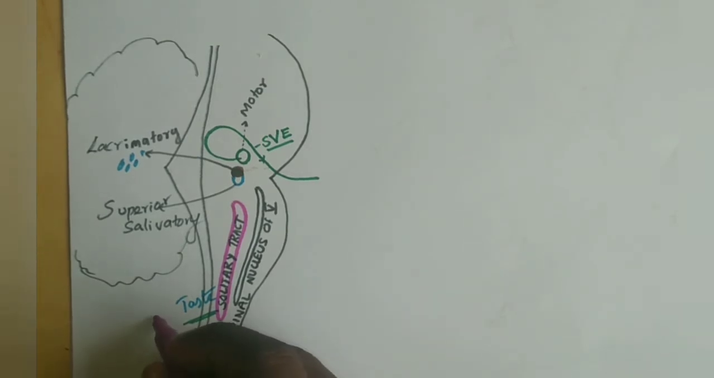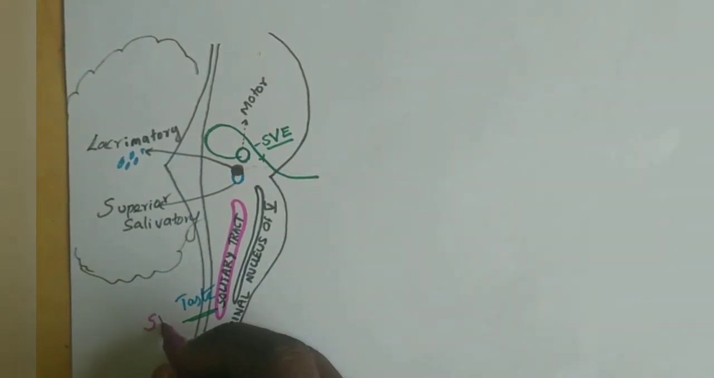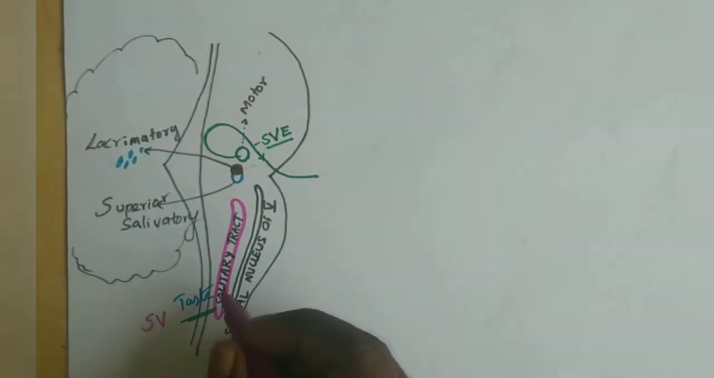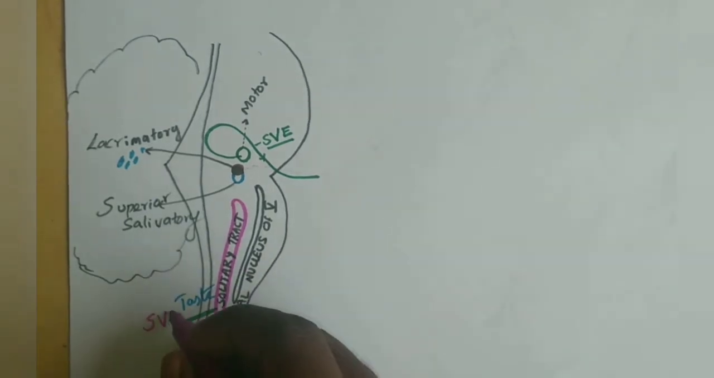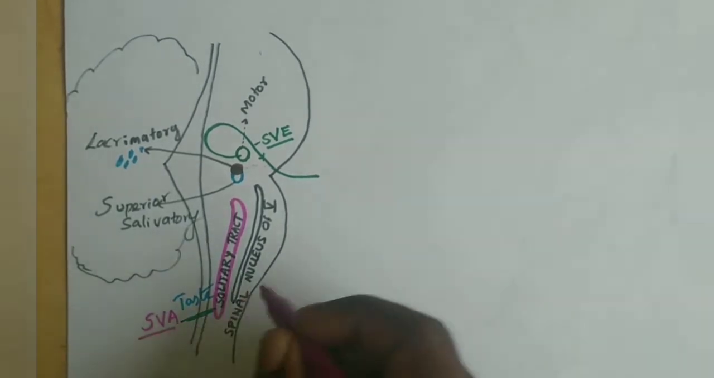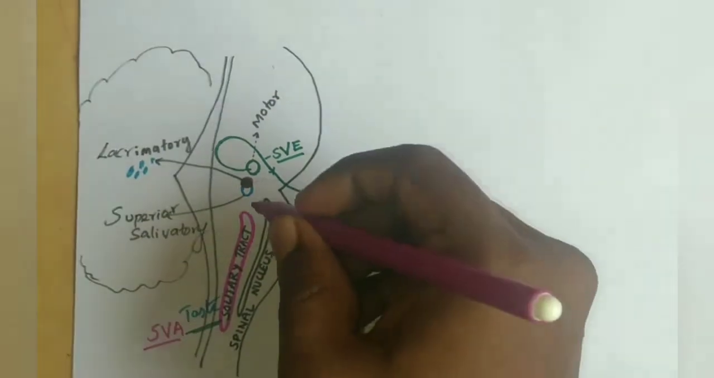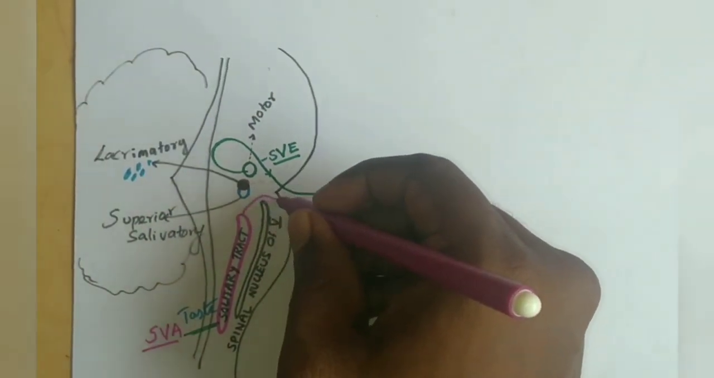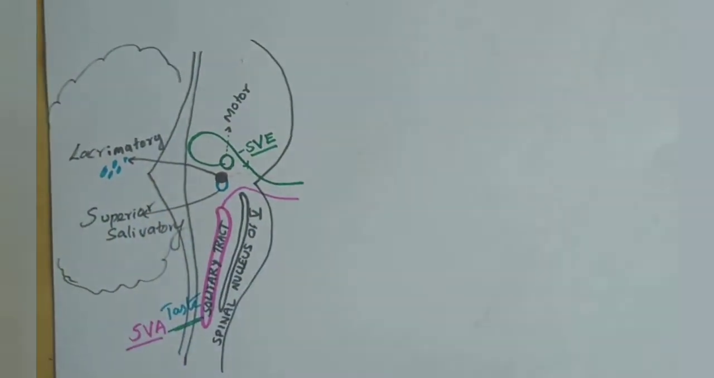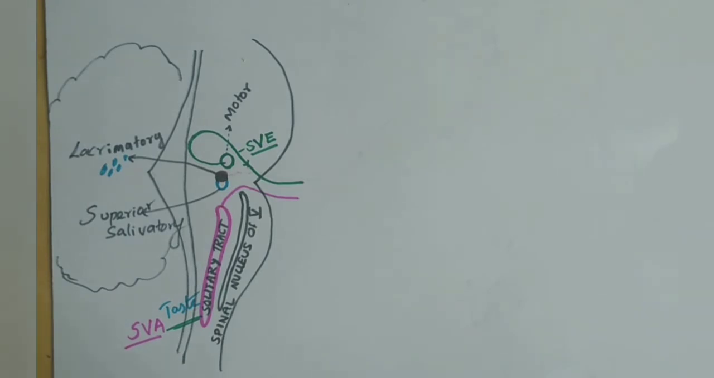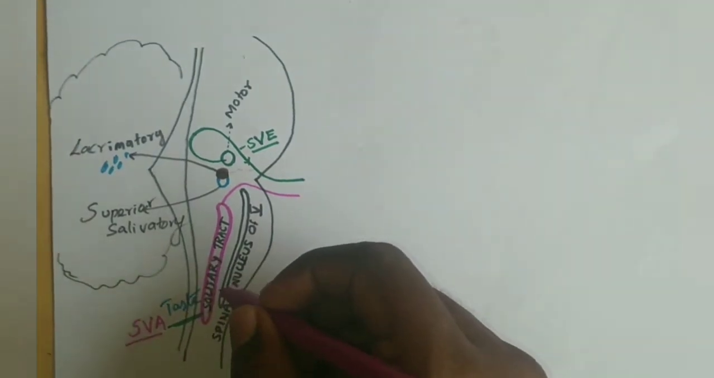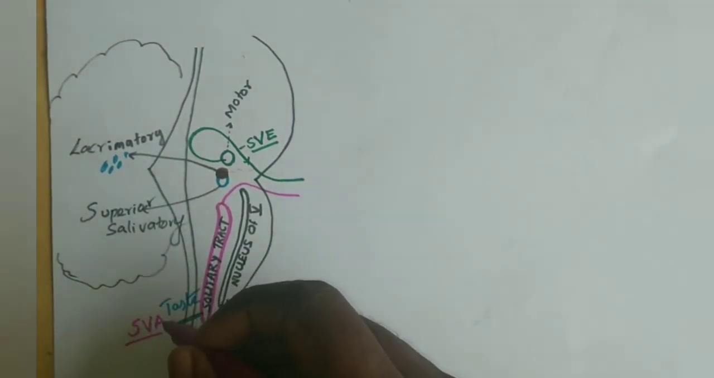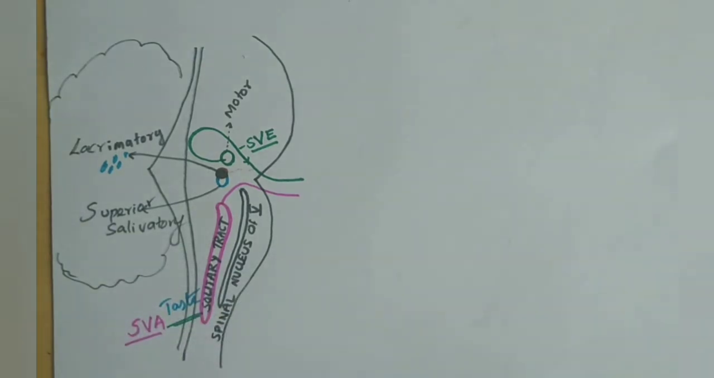So it is called special visceral afferent fibers. All the fibers are coming towards the nucleus. So the fibers are here. These are the fibers of tractus solitarius. They are all special visceral afferent fibers.